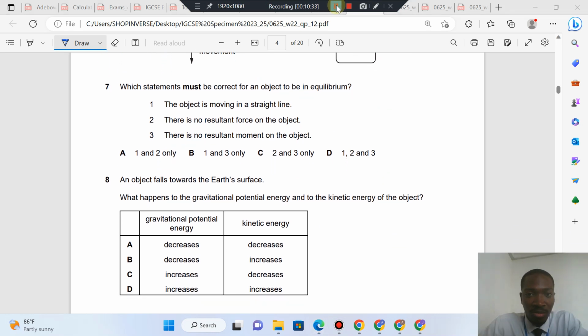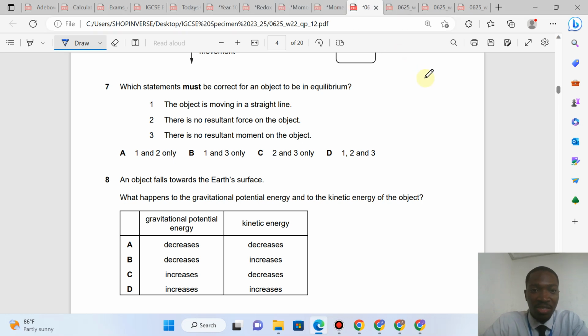Question 7. Which statement must be correct for an object to be in equilibrium? Number 1, the object is moving in a straight line. Option number 2, there is no resultant force on the object. Number 3, there is no resultant moment on the object. These are the two conditions, the last two.